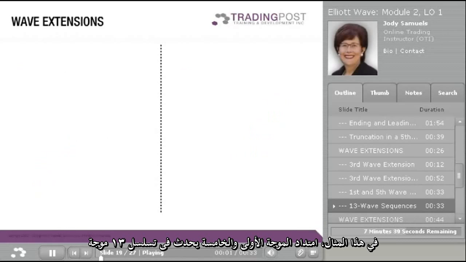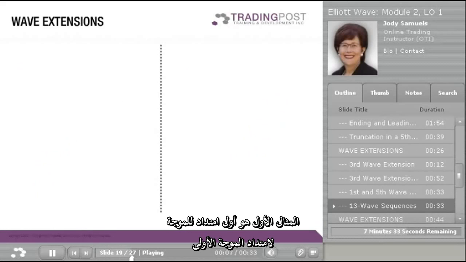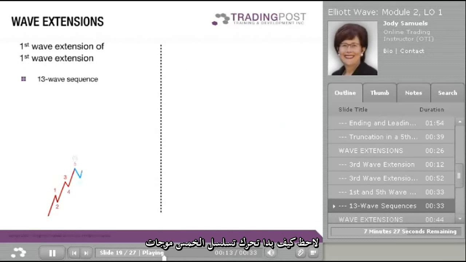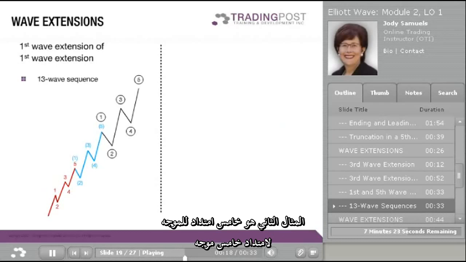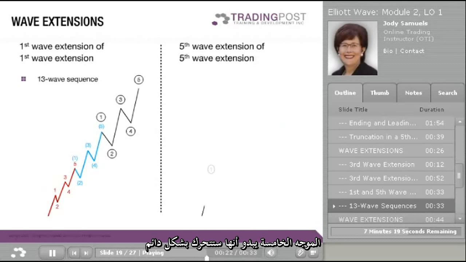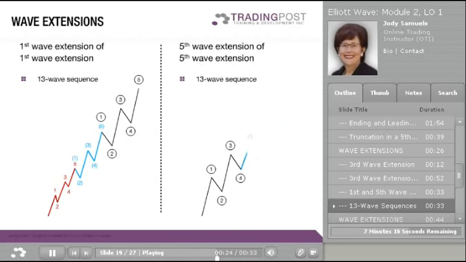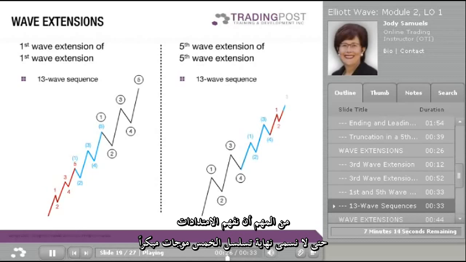In this example, waves 1 and 5 extensions occur as 13-wave sequences. The first example is a first wave extension of a first wave extension. Note how the 5-wave sequence seems to go on and on. The second example is a fifth wave extension of a fifth wave extension. Wave 5 seems to go on and on. It is important to understand extensions so as not to call the end of a 5-wave sequence prematurely.